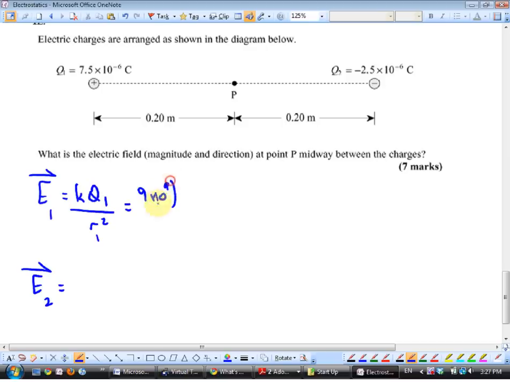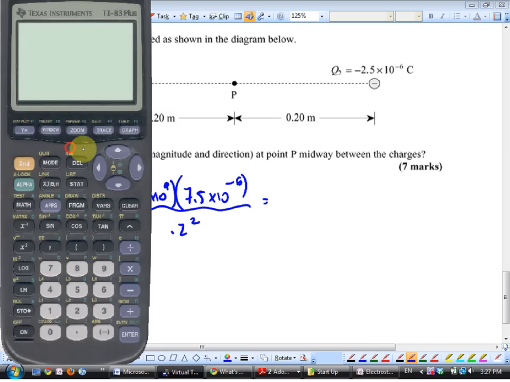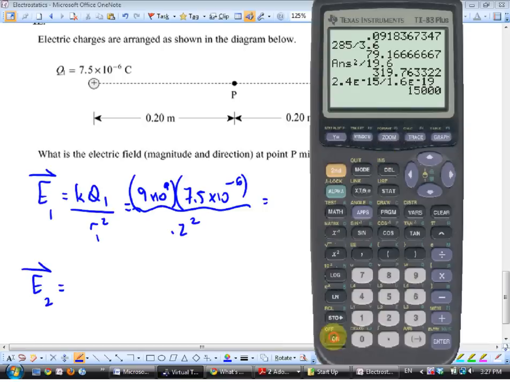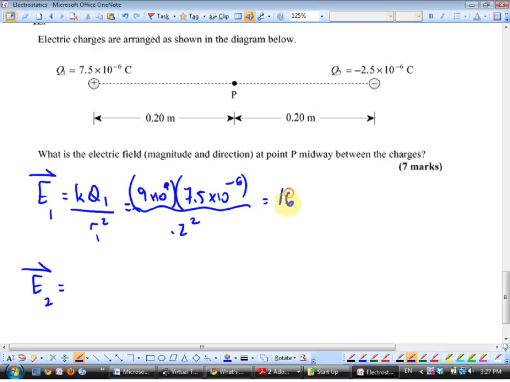9 times 10 to the ninth, 7.5 times 10 to the negative 6, over 0.2 squared. Nine times 10 to the ninth times 7.5 times 10 to the negative 6 divided by 0.2 squared. And I get 1,687,500. Is that big? No, electric fields were in the thousands and tens of thousands and hundreds of thousands, so okay. And that's a pretty good sized charge. Let me make sure I type this in right though. That looks right, 7.5 times 10 to the negative 6. So 1,687,500. What are the units for electric field, Dylan?